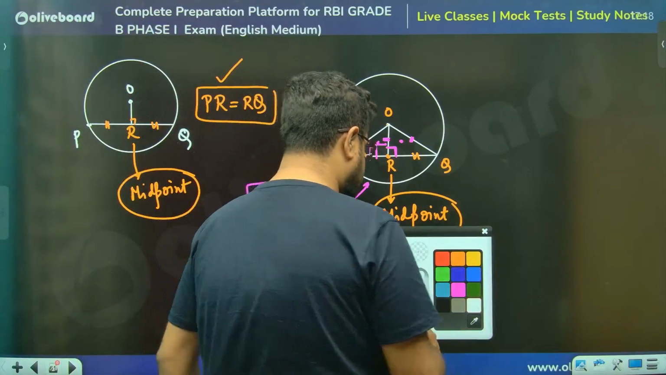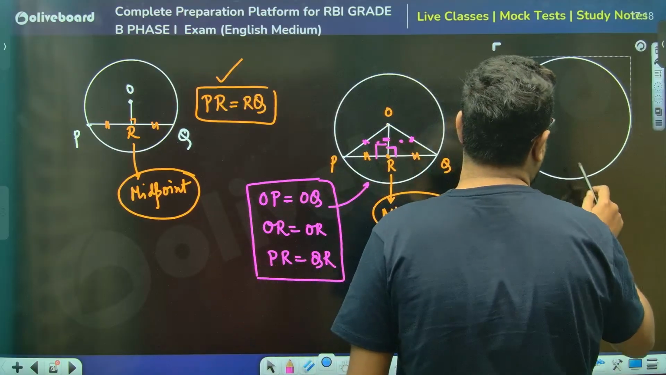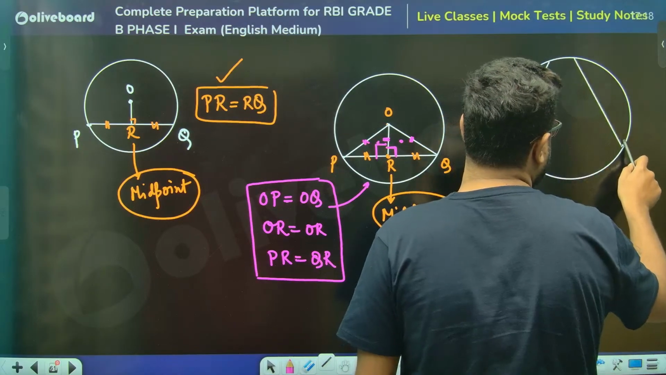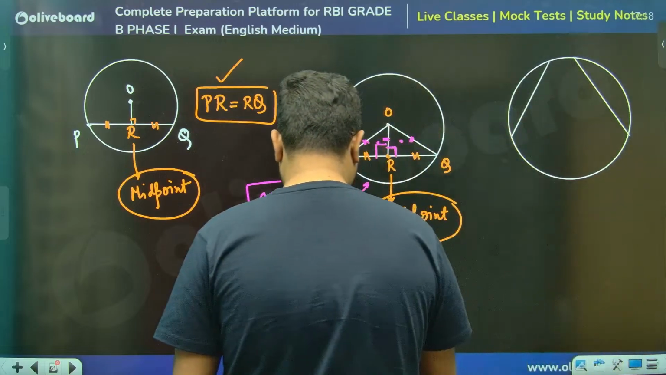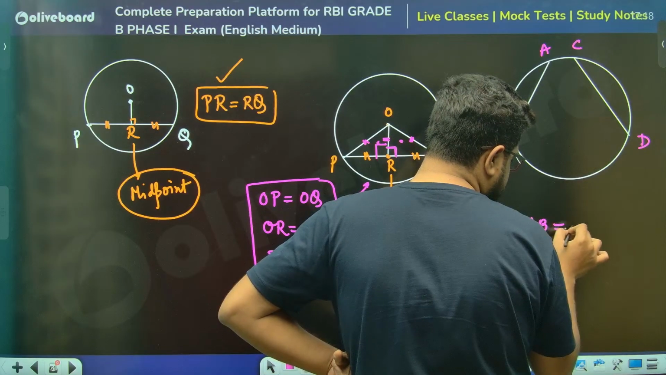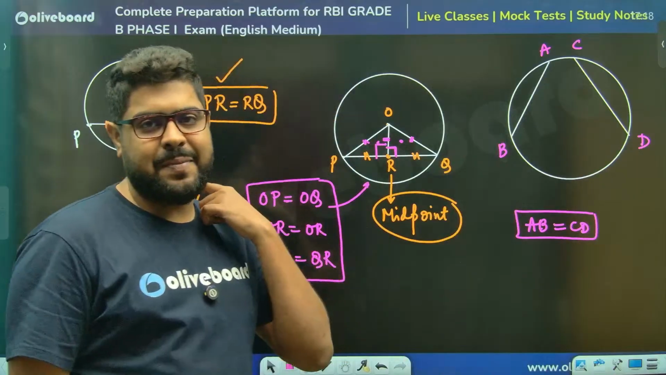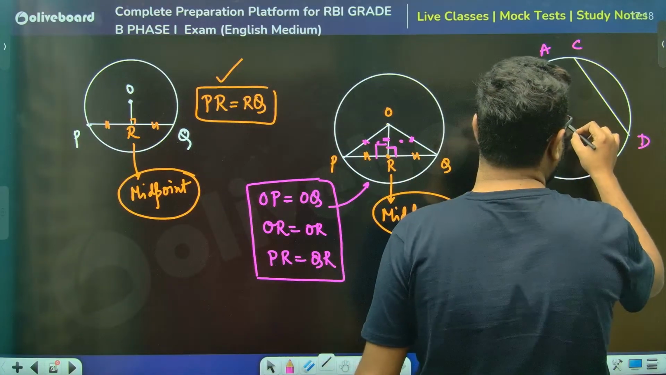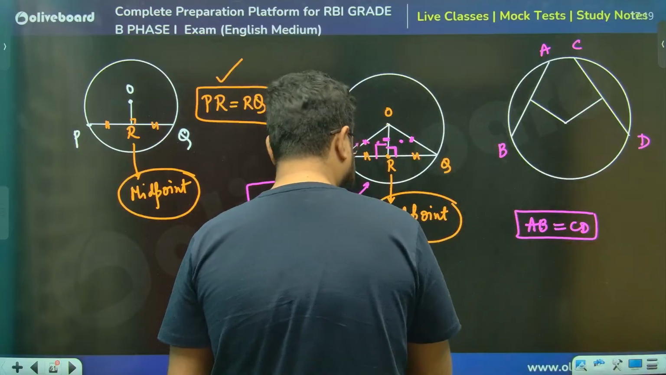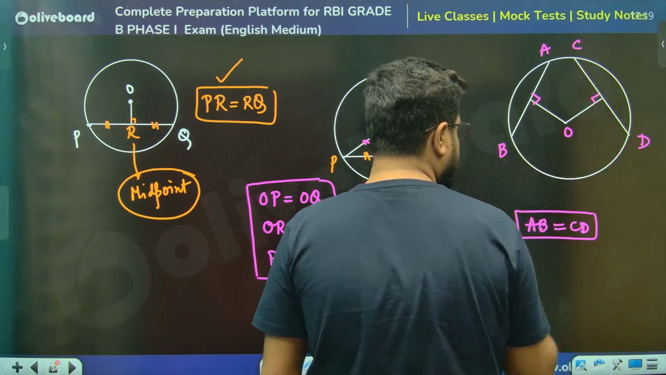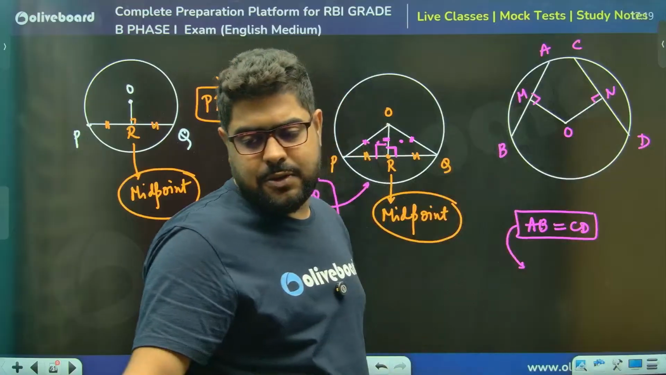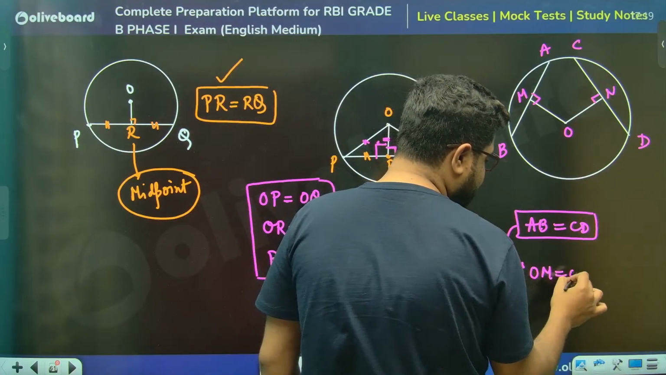Another conclusion, another thing about chords of circles. Remember one thing. Say this is a circle, and this is chord AB, this is chord CD. If the lengths of the chords are the same, AB is equal to CD, what can we conclude if this is your center? These are perpendiculars, and let's say this is M, this is N. If the chord lengths are the same, then the distances from the center are also the same, meaning OM is equal to ON.